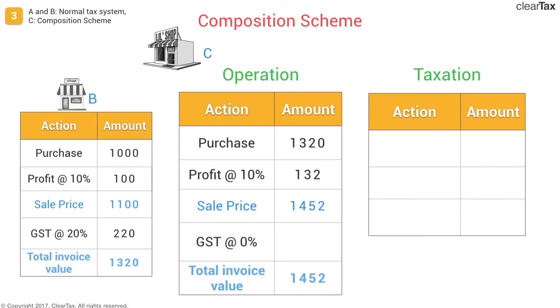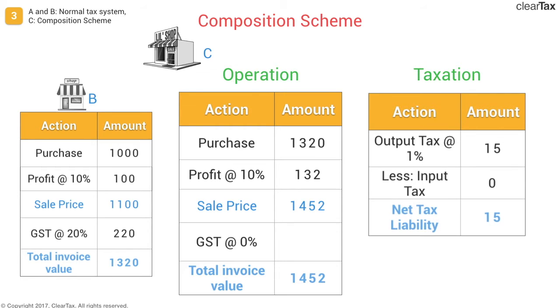Assuming that his GST prescribed tax rate is 1%, we'll apply 1% on his turnover in state, that's his total invoice value of 1452. So that gives us a rounded up figure of 15 for his tax. No input tax credit allowed. So his net tax liability of 15 will also be his expenditure.